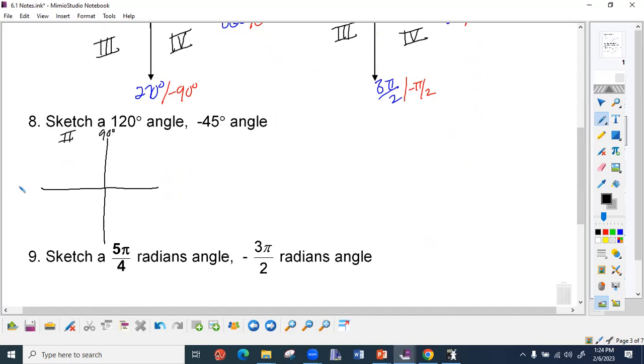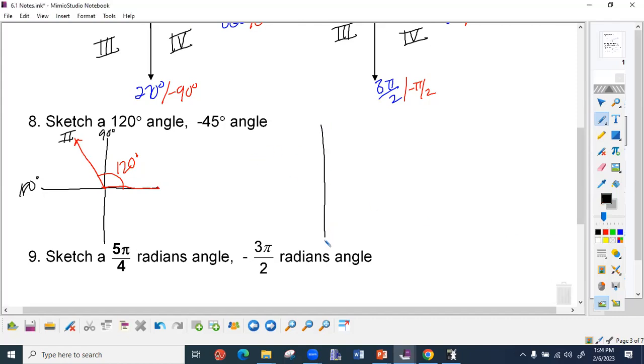So we know that we're in quadrant 2. So we have 90 and we have 180. Where is it falling between 90 and 180? It would be closer to 90. So this is my angle. Boom. 120 degrees. That's my estimation. It's going to be closer to 90 because 120 is 30 degrees from 90 versus 60 degrees from 180. Yes? Okay.